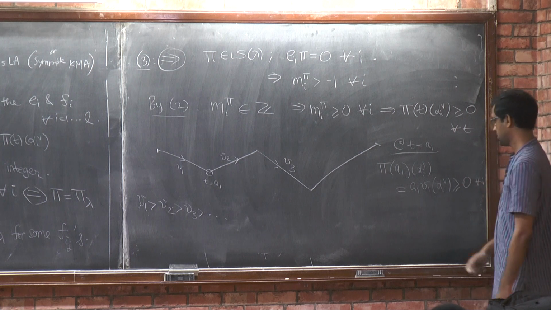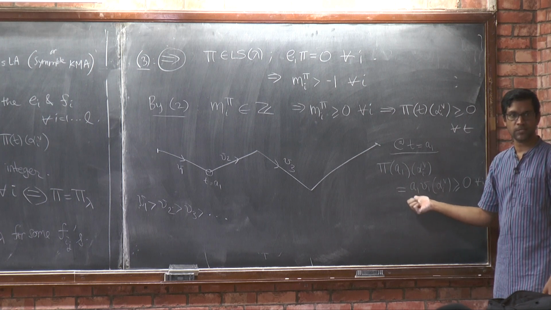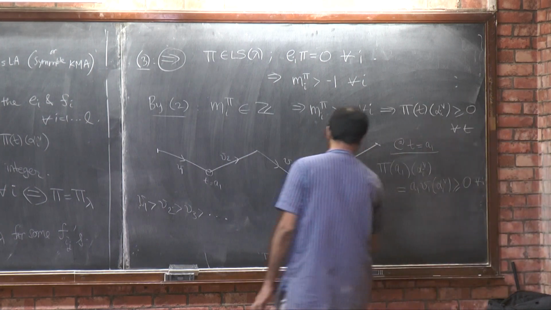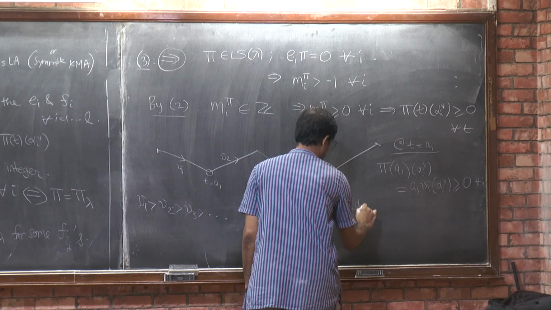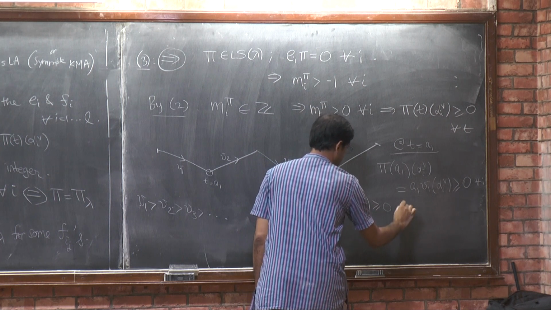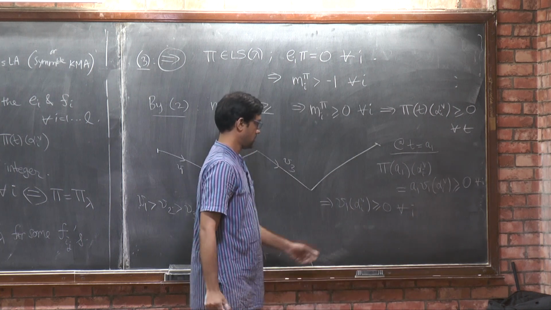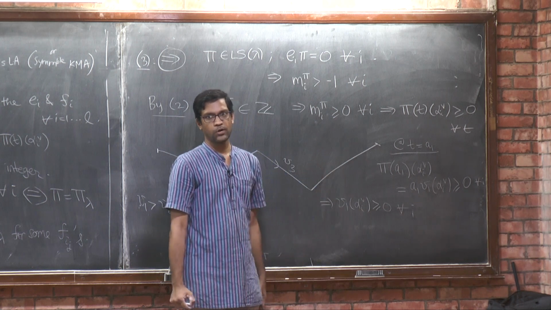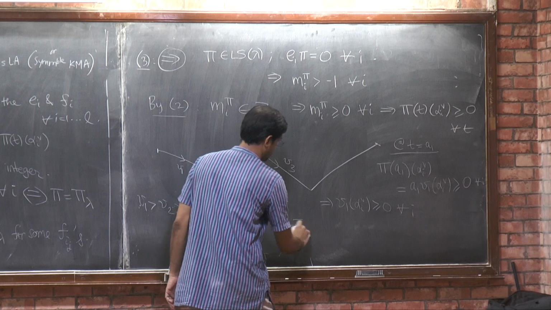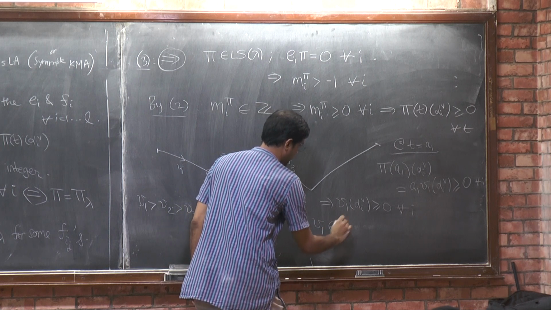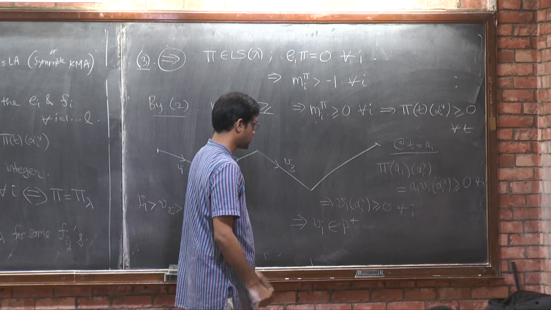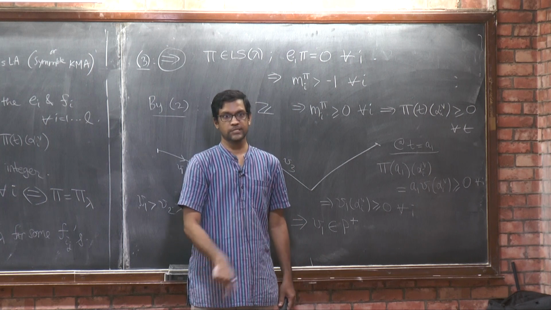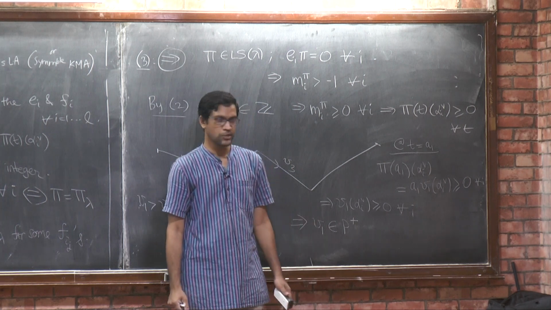That's true for all i. In other words, since a1 is a positive rational number, it means that nu1 of alpha_i check is greater than or equal to 0 for all i. Now if you go back and look at the definition of what P plus was, the dominant lattice and so on, this actually means that nu1 is dominant. This is what dominance means. It's already integral, but this means it's actually dominant.